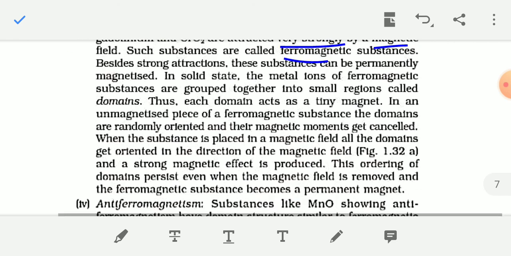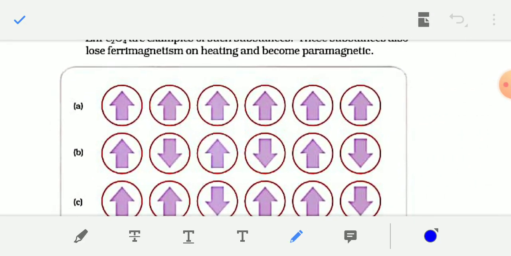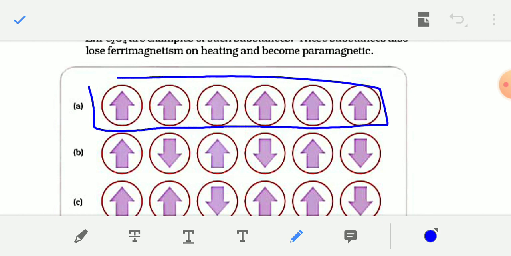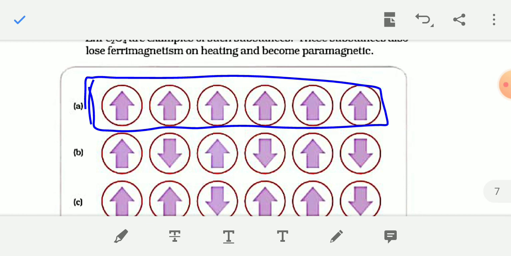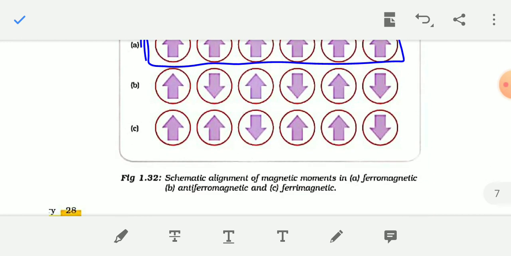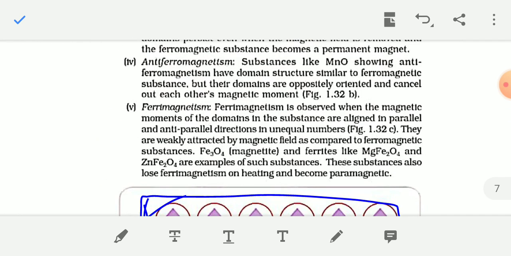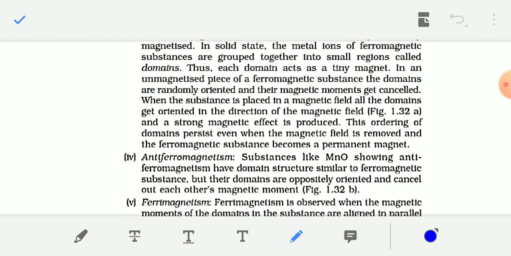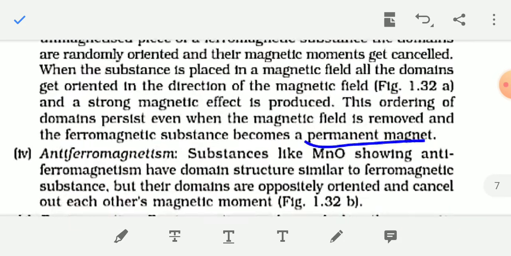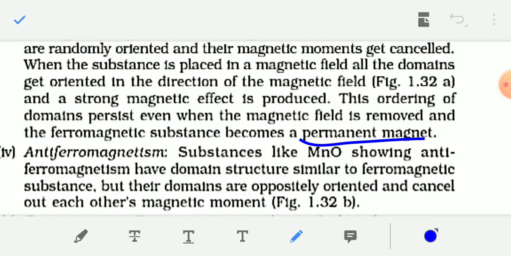In a ferromagnetic substance there are a large number of unpaired electrons, and all the unpaired electrons are oriented in the same direction. One thing you have to remember is that magnetism arises due to the presence of unpaired electrons. Ferromagnetic substances can be used to make permanent magnets, using substances like iron, nickel, cobalt.